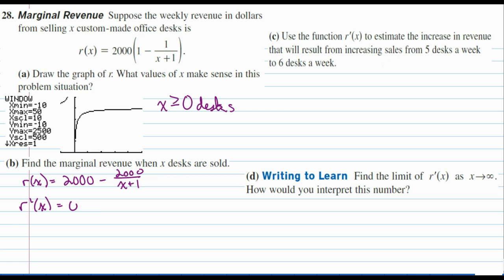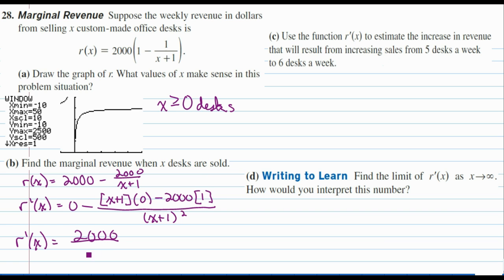Again, the derivative of 2,000 is 0 minus, in the numerator I've got the denominator times the derivative of the numerator. That's nice, that's just 0. Minus, now the numerator left alone, times the derivative of the denominator. Derivative of x is 1, derivative of 1 is 0, so that actually turned out a lot prettier than I thought it was going to. And then in the denominator we're going to have the denominator squared. So simplifying here, that numerator turns into just positive 2,000. So R prime of x is going to be 2,000 over (x+1) squared. That is the marginal revenue when x desks are sold.